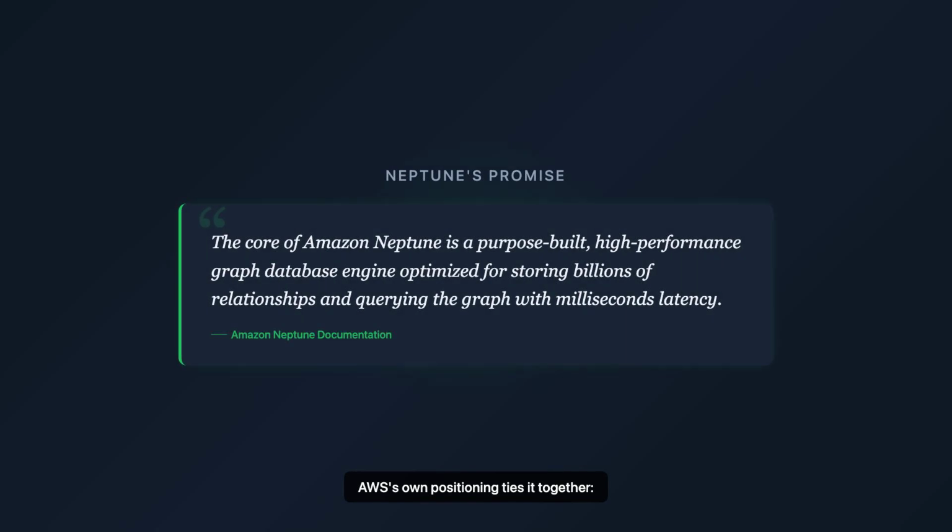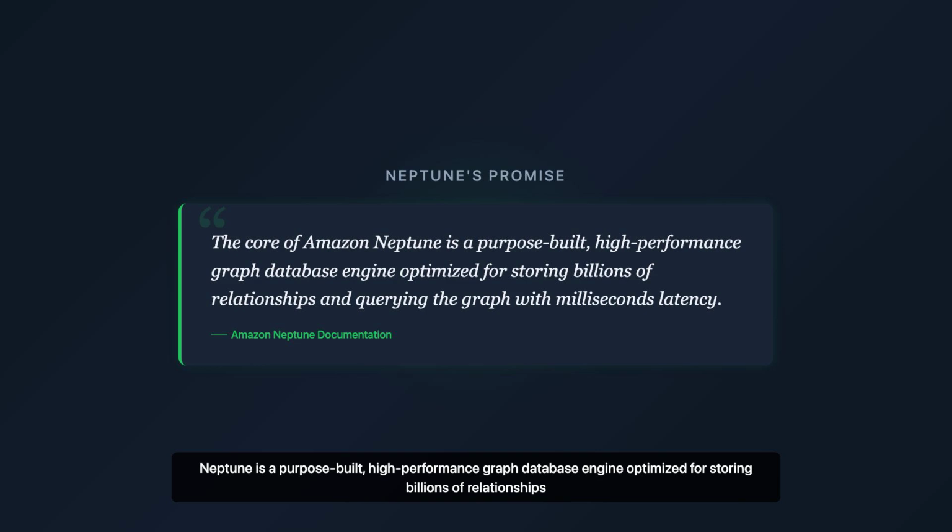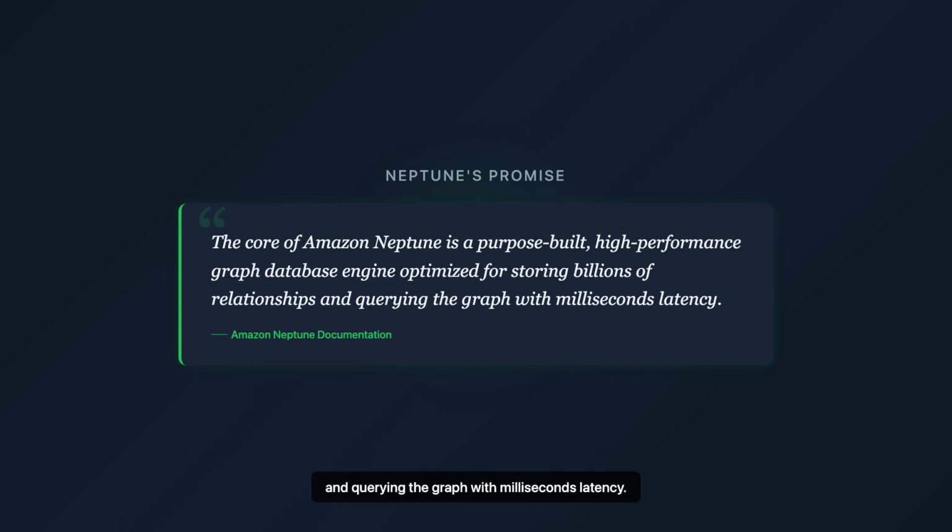Amazon Web Services' own positioning ties it together. Neptune is a purpose-built, high-performance graph database engine optimized for storing billions of relationships and querying the graph with milliseconds latency. The phrase to anchor on is purpose-built. Neptune is not a key-value store and not a general database. Pick it when relationships are the data, not just a side effect of having ID columns.